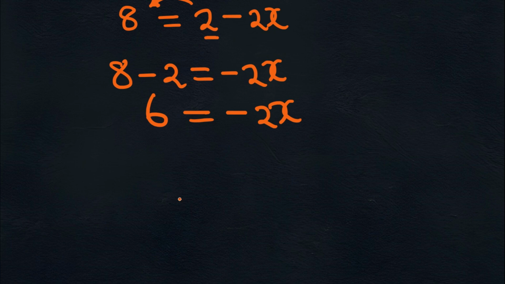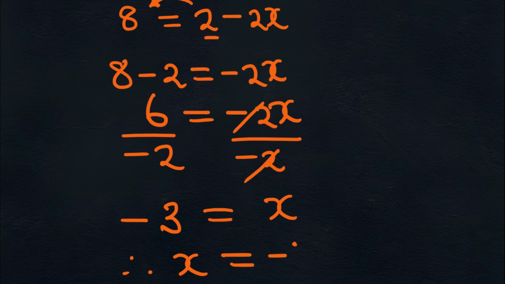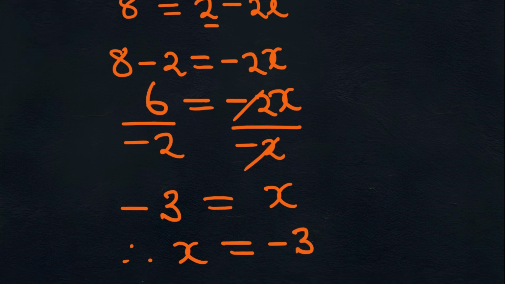And then because we are looking for x, we are going to divide both sides by the coefficient of x. So we are going to divide this side by minus 2 and divide this side by minus 2. So minus 2 and minus 2 are going to cancel each other, and then we're going to remain with x, and then 6 divided by minus 2 is just going to give us minus 3. So therefore our x is equal to minus 3, and that is our answer.